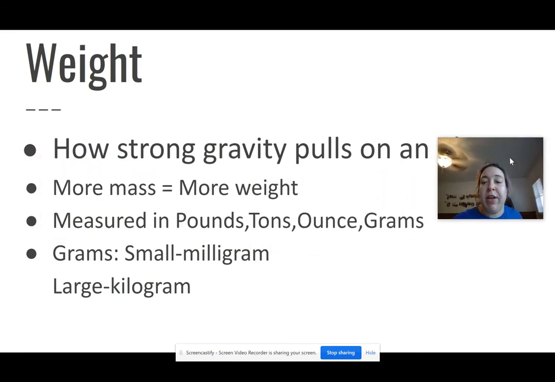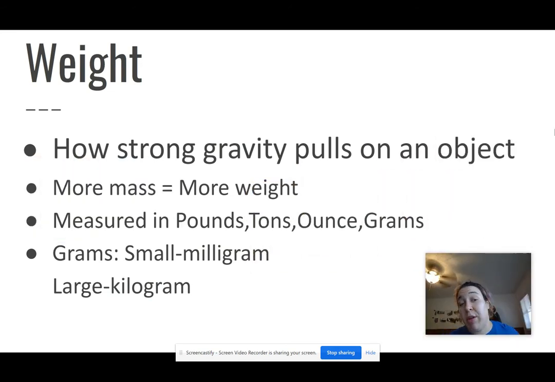Okay, so next we're moving on to weight, which we did talk about for a little bit. Weight is basically determined by how strong the gravity is pulling on an object. That's how you decide how much something weighs. If something has more mass, it's going to have more weight. You can measure weight lots of different ways: pounds, tons, ounces, grams. You'll hear it all different ways. Like I said, though, we're going to focus mostly on grams.